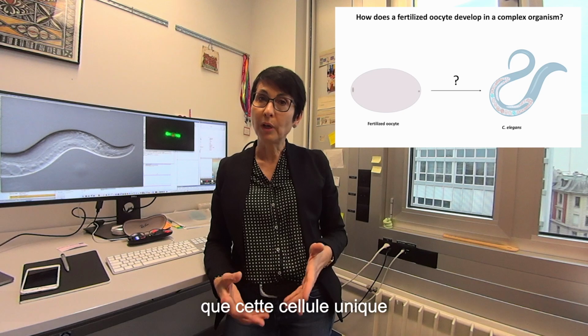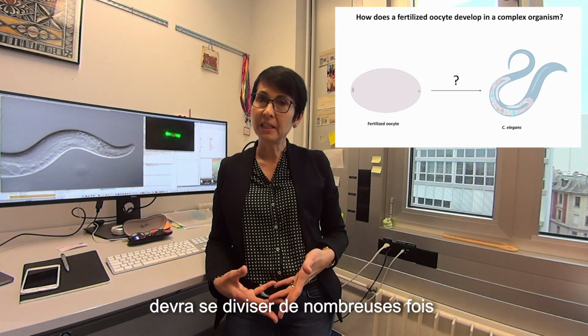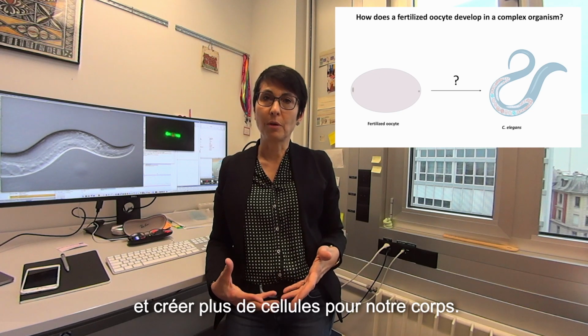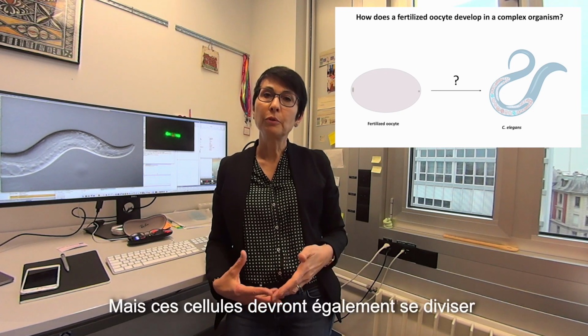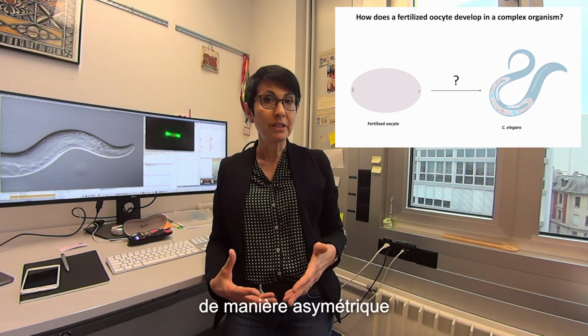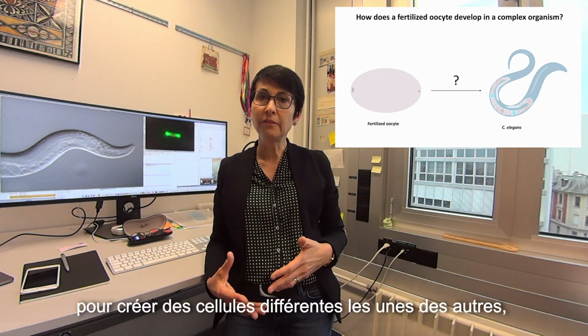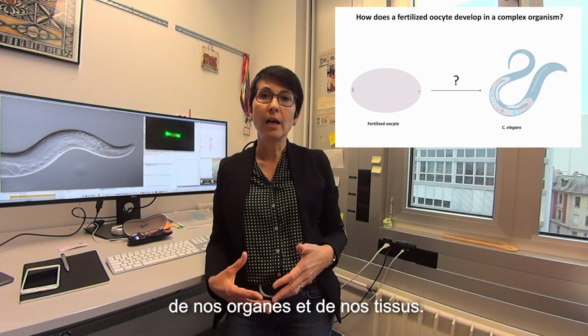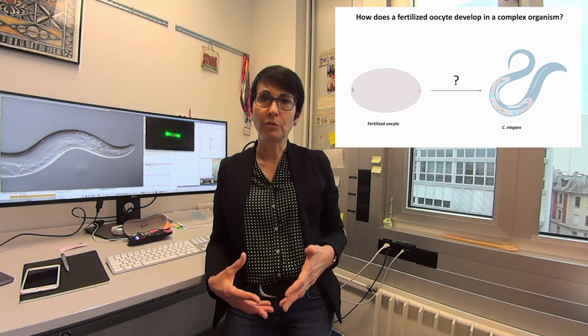We know this one cell will need to divide many times to create identical cells and more cells for our body. But these cells will also need to divide in an asymmetric manner to create cells that are different from each other and that will contribute to originate our organs and tissues.